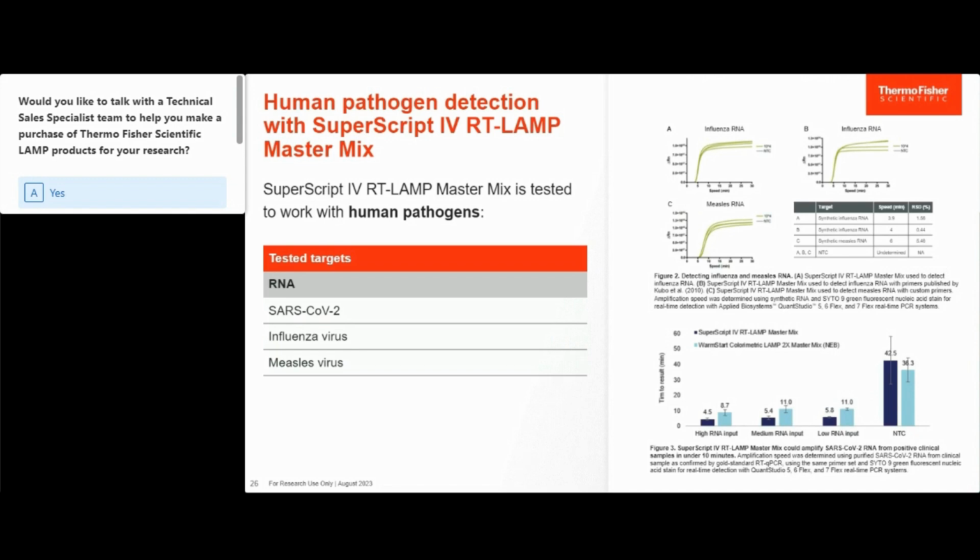In Figure 3, you can see SARS-CoV-2 detection results. Reaction speed and sensitivity were evaluated using different amounts of purified RNA from positive clinical samples. The results show that the SuperScript IV RT-LAMP Master Mix could amplify SARS-CoV-2 RNA from positive clinical samples in less than 6 minutes and can amplify SARS-CoV-2 RNA faster than other available reagents on the market.